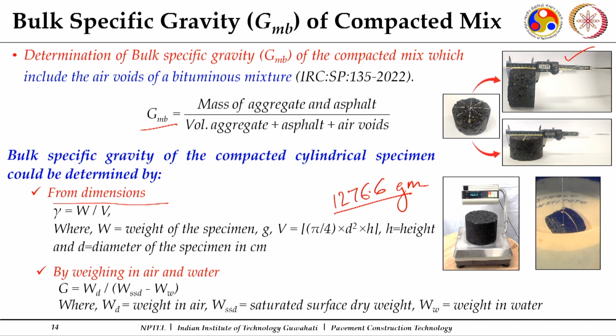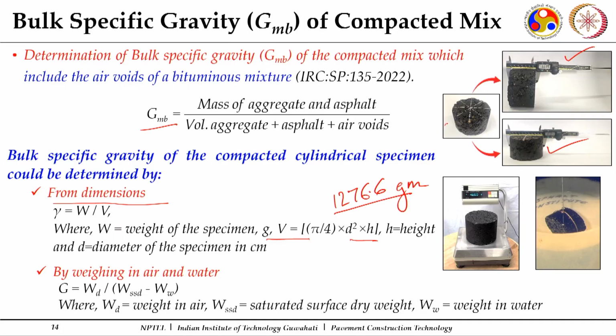Here I am just measuring the height. This gives you height, and this gives you diameter, and then if I work out the volume as pi by 4 d square into h, this will give me the volume, but this volume will be more than what is actually there, because those surface voids also become a part of this specimen, which in actual are not a part of it. So, if volume is more, you will get a specific gravity which will be less, because your weight remains the same. Mass of aggregate and asphalt, for our specimen, was 1276.6 grams.